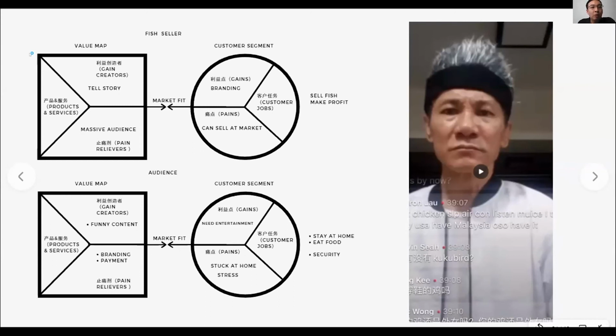So what product should Wang Lei create for them? Wang Lei actually does live streams. They make very good storytelling. He tells a lot of stories and makes a lot of fun things. So this is the thing that makes them a brand. And also Wang Lei himself is a celebrity in Singapore, so it helps the fish seller to create branding.